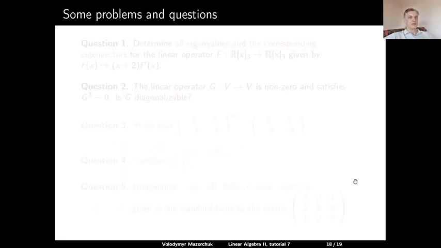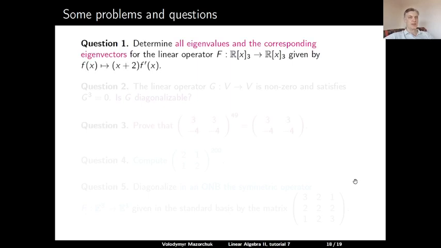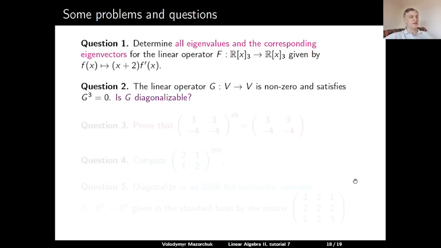Some other problems and questions. Question 1. Determine all eigenvalues and the corresponding eigenvectors for the linear operator f from R_3[x] to R_3[x] given by f: x goes to x plus 2 times f prime of x. Question 2. The linear operator g from V to V is non-zero and satisfies g to the power 3 equal to 0. Is g diagonalizable?